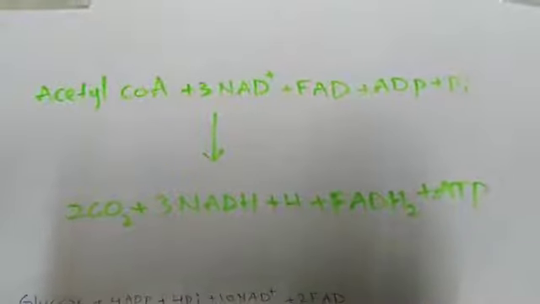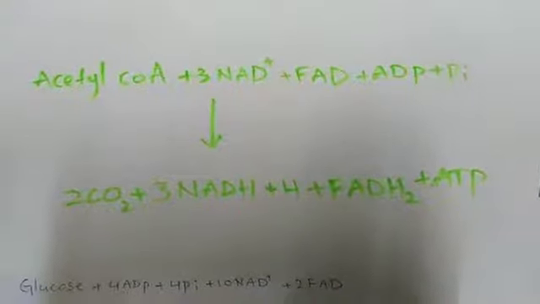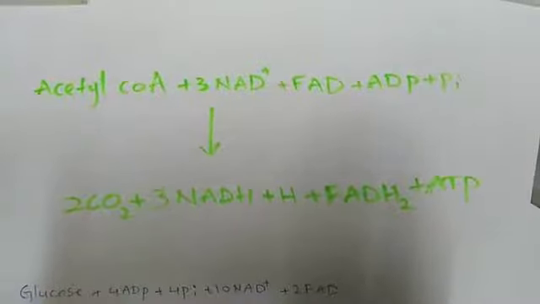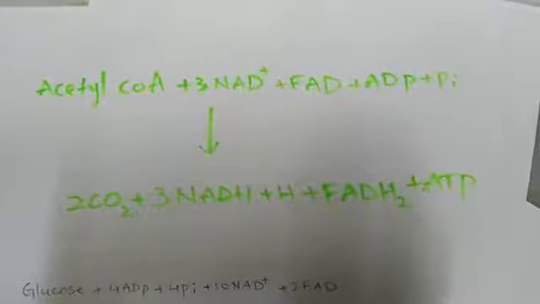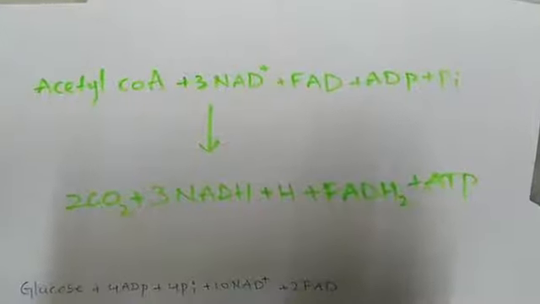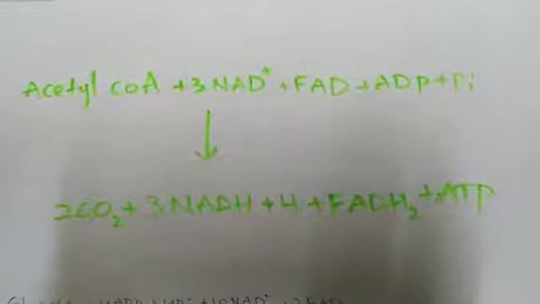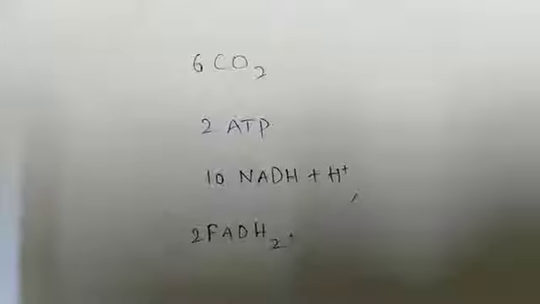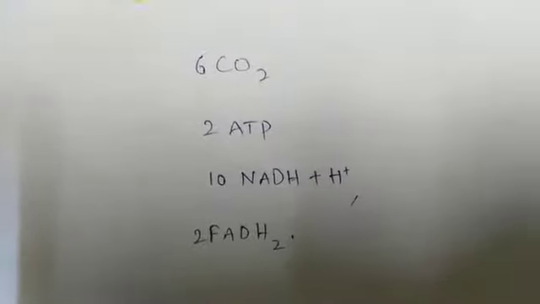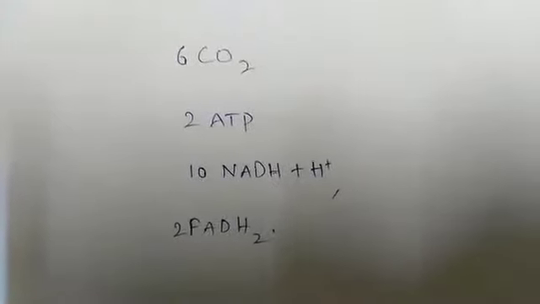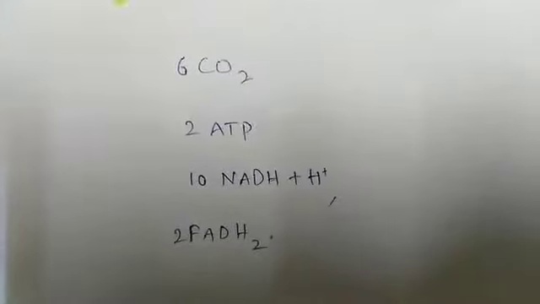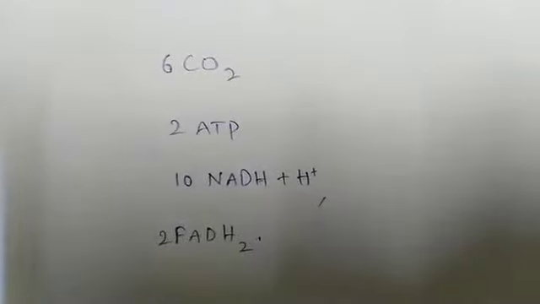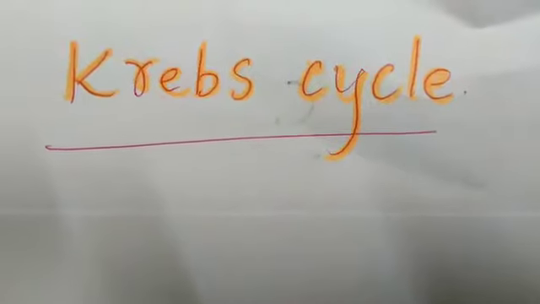The overall Krebs cycle can be written in equation form. Acetyl coenzyme A reacts with 3 NAD plus molecules, 1 FAD molecule, and ADP plus inorganic phosphate, and is finally converted into 2 carbon dioxide molecules plus 3 NADH plus H plus, FADH2, plus ATP. In glycolysis and the Krebs cycle, totally 6 carbon dioxide molecules, 2 ATP, 10 NADH plus H plus and 2 FADH2 molecules are liberated. This is the explanation of the Krebs cycle.